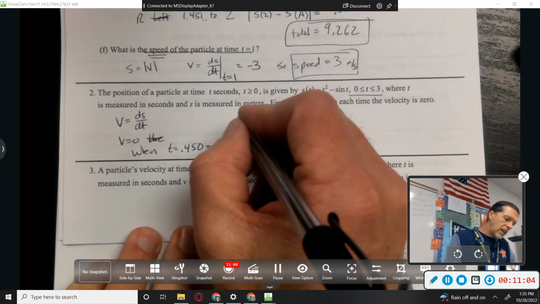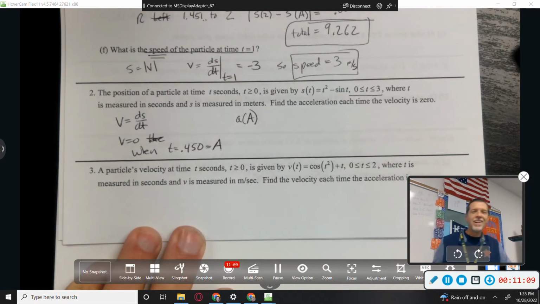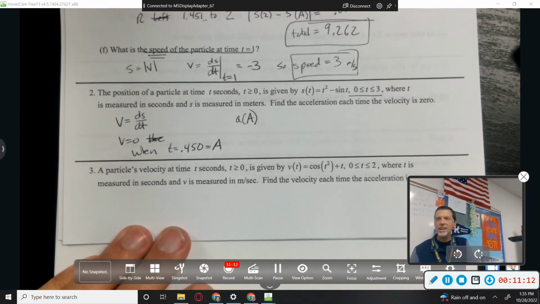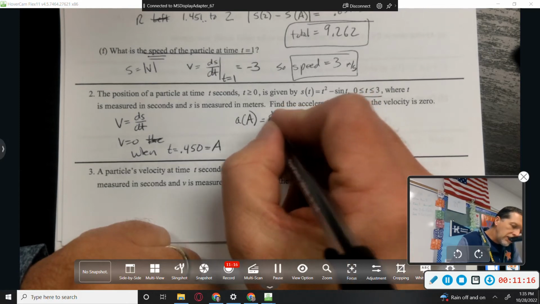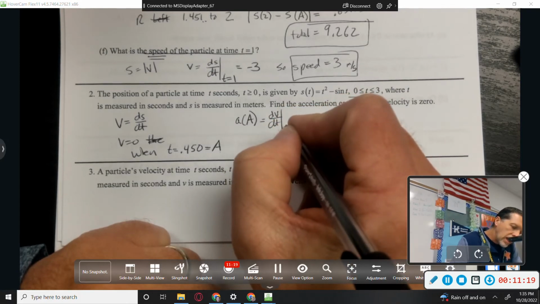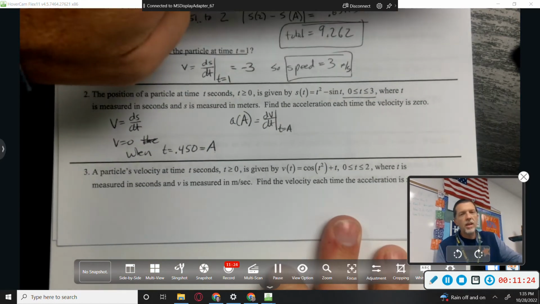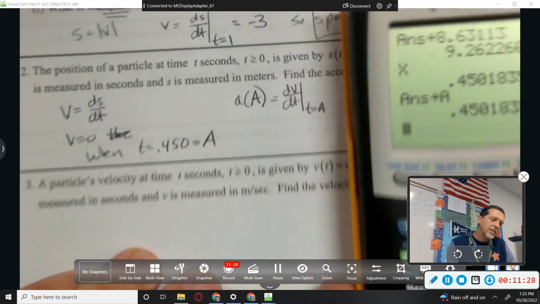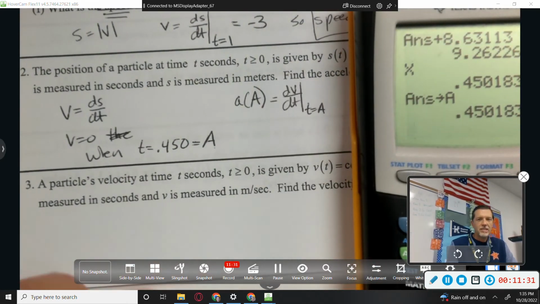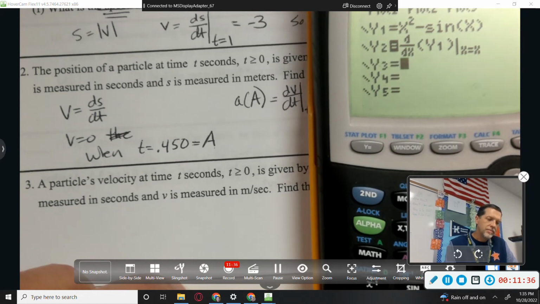So I need A. Oh, this is a weird time to pick now. I need acceleration at time A. I need a at A. So that would be dv dt when t is equal to A. So how can I find the acceleration? You can go back into y equals, and for y3 you can do the derivative thing, but with y2. Yeah, I can do the same thing, but now I want the derivative of y2.